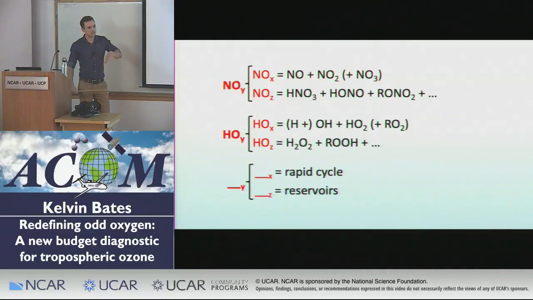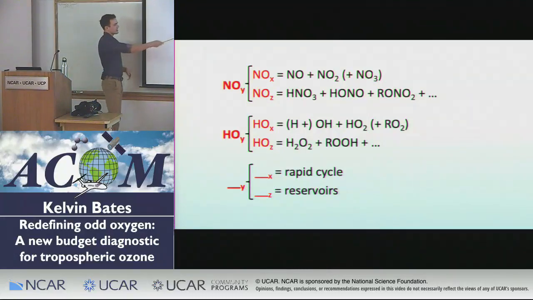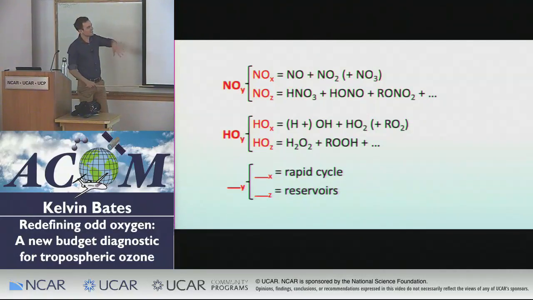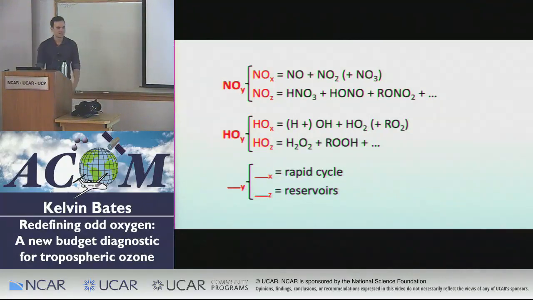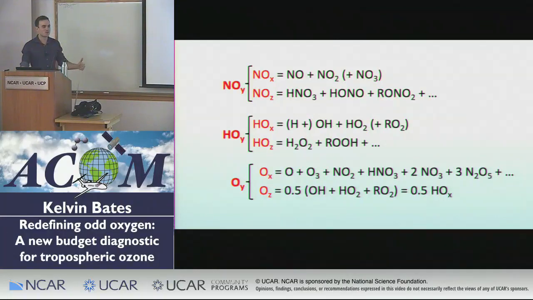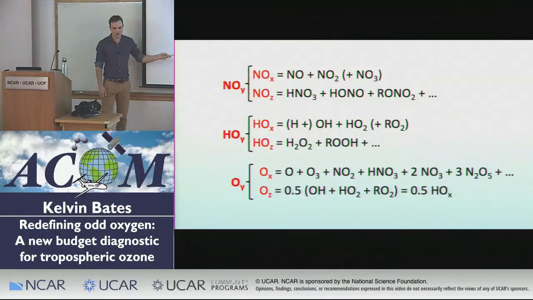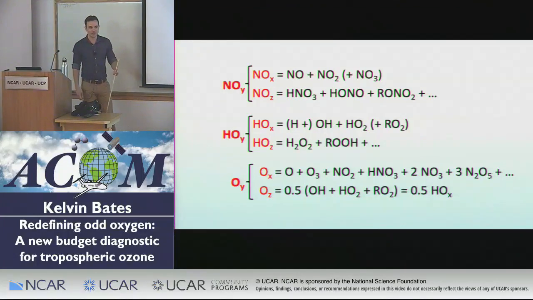And these reservoir species usually require some external input, be it light or heat, to be converted back into the rapid cycling reservoir. And then the sum of your rapid cycling species and your reservoir species is your subscript Y family over here, if you will. So we can do the same thing with odd oxygen. In this case, OX is the same OX family that I was talking about before.